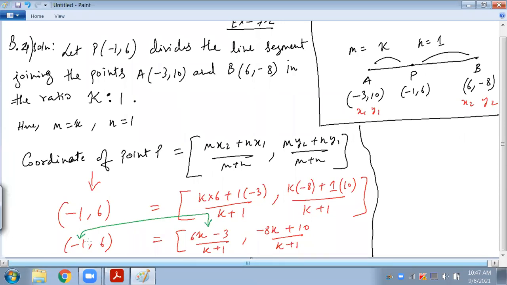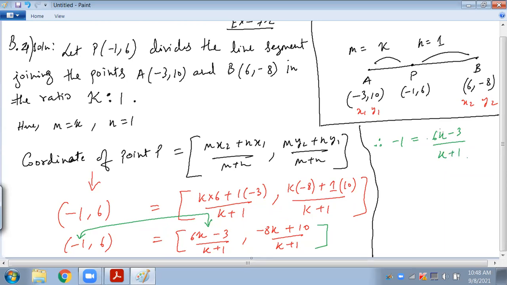We are asked to find the ratio. So for that, we have to know the value of k. So how to find the value of k? We can take the x coordinate equal, or we can take the y coordinate equal, and we can find k. Now I'm taking here the x coordinate equal. Therefore, -1 will be equal to 6k -3 by k plus 1.